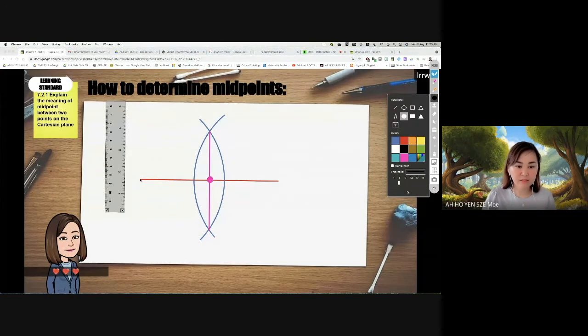So this is the starting point. Let's say this is A lah. A here, capital, use the capital. Okay, this is B. Okay, so this is the midpoint.